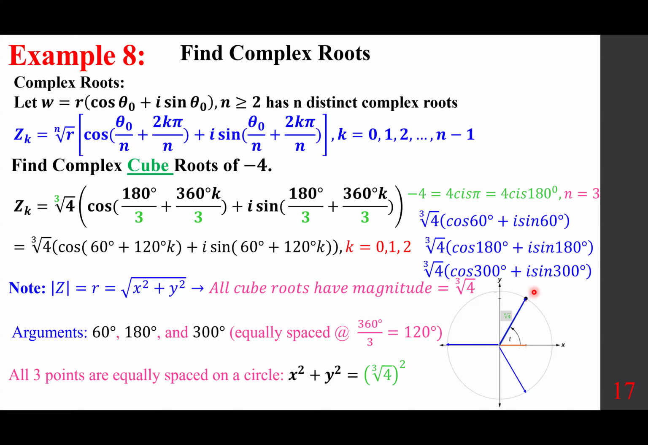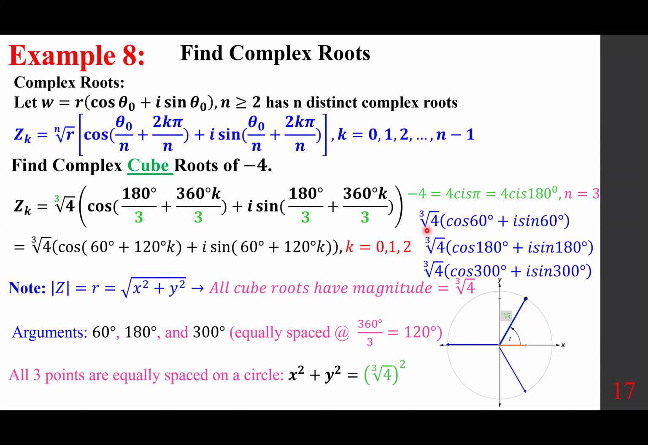60 degrees. Then add 120 degrees, you get 180. Add 120 and you get 300 degrees. So this angle, this one is at 360 degrees. So those are the three numbers.